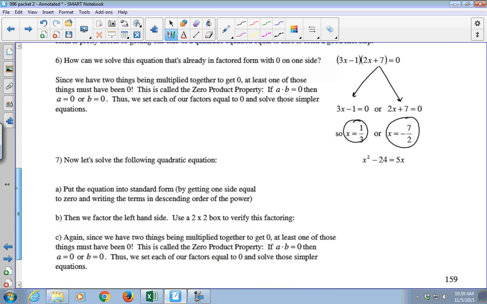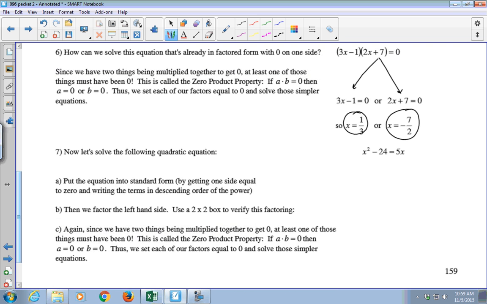So let's do one all out where we have to actually do the factoring. Okay. So x squared minus 24 equals 5x. Start by putting everything on one side. I need one side to be 0 in order to use that special property where you multiply two things, the answer is 0. That only works if one side is 0. So I'm going to subtract 5x from both sides. So I have x squared minus 5x minus 24 equals 0. And then I have to factor that. Right? I have to try to factor x squared minus 5x minus 24.